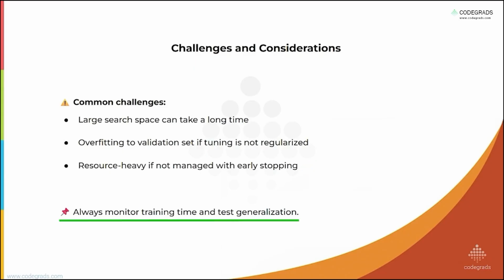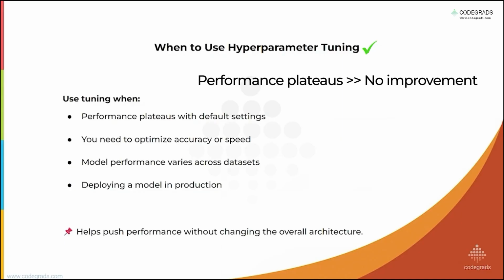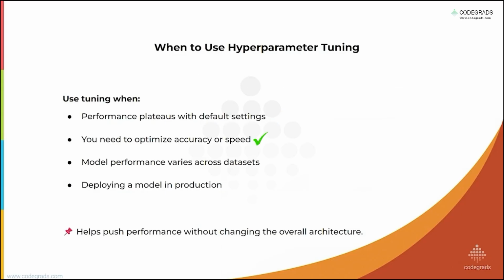Now always monitor training time and test generalization. We need to monitor our training time, how much time it takes, and also how well our model generalizes to our testing data. Now, when to use hyperparameter tuning? When performance plateaus with default settings, when we do the manual method and do not get better results, and our model is not performing well, then we generally should use the hyperparameter tuning method. When you need to optimize accuracy or speed, when we need to increase our accuracy or our speed, at that time we should use it.